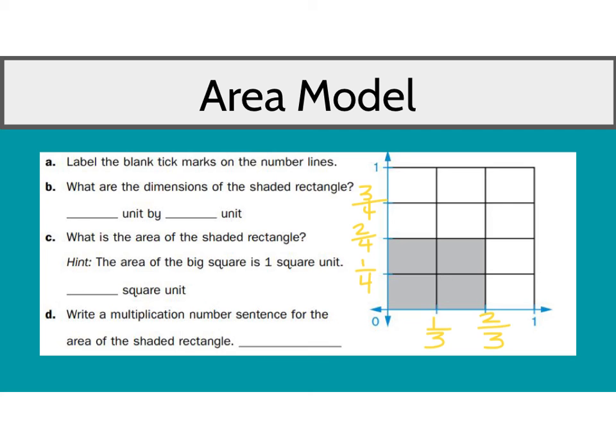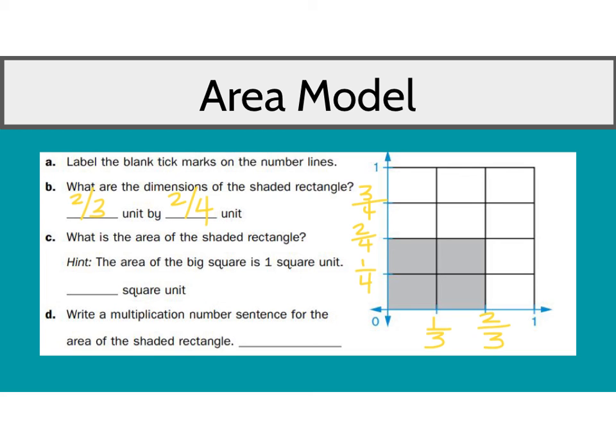Okay, we're going to look at what are the dimensions of the shaded rectangle. So we look across the bottom, we have 2/3. Go up on the left side, we have 2/4. So we're going to have 2/3 by 2/4.